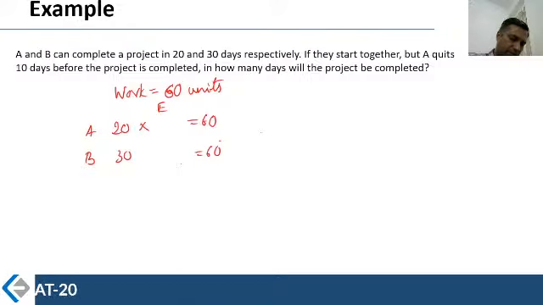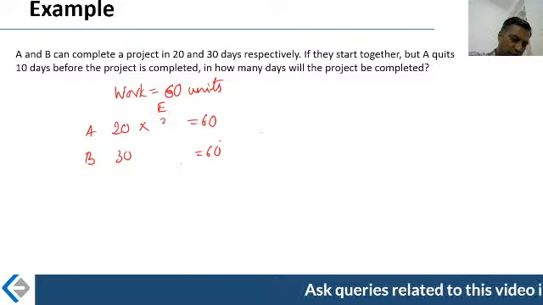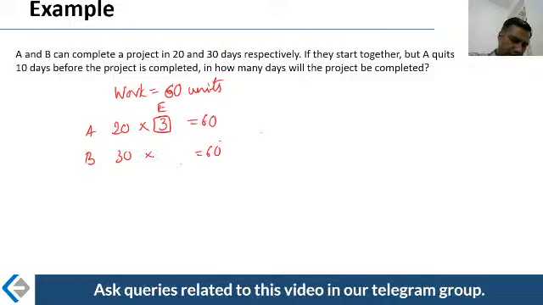Right, now let's go here. What is the efficiency of the first individual? 3 units. What's the efficiency of the second individual? 2 units per day. These are the two things that are important.